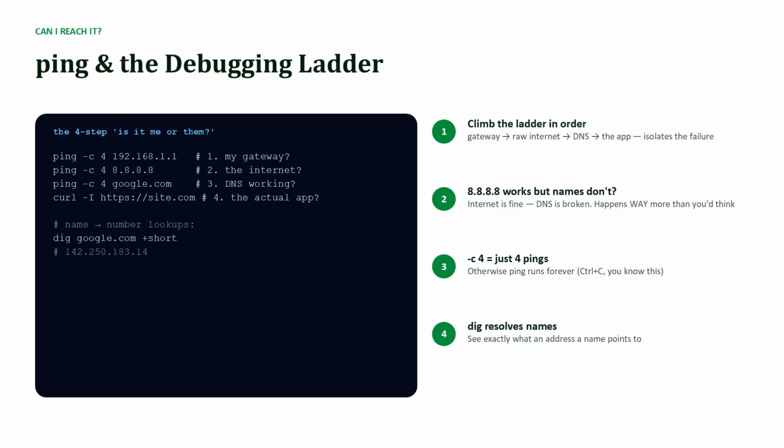Step 3. Ping google.com by name. If the number worked but the name fails, your internet is fine and DNS is broken. Engrave this, because it's the punchline of half of all outages. Step 4. Curl the actual application. Each rung isolates one layer. Use -c 4 so ping stops after 4 attempts, and dig shows you exactly what number a name resolves to.